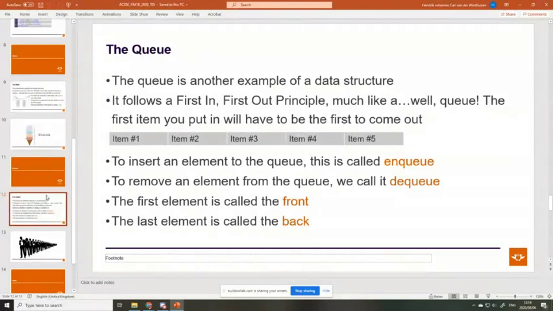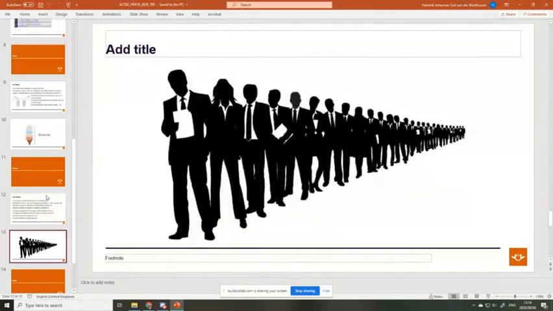Now, the terms we use here: when we insert an item into the queue, we enqueue the item. When we remove an item from the queue, it's a dequeue. And then you also have a name for the first and the last element in the queue, which is front and back. So pretty much the same way that you would describe a regular queue. Very easy, very straightforward, no issues.